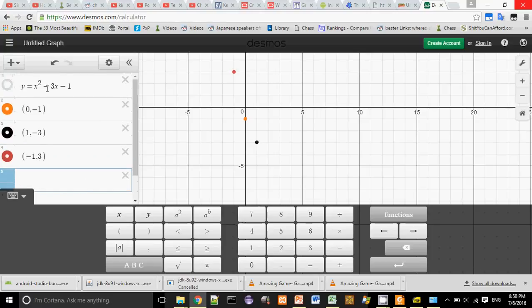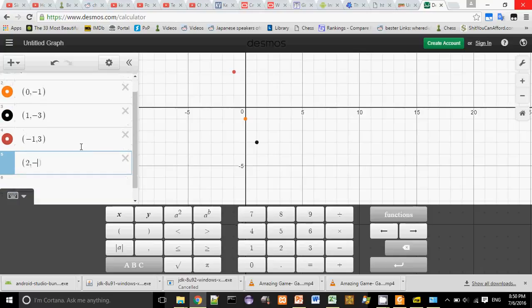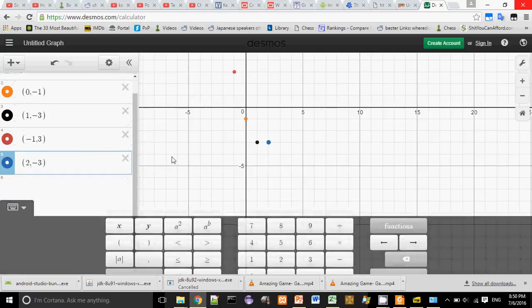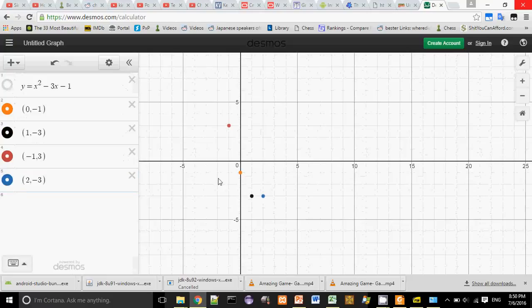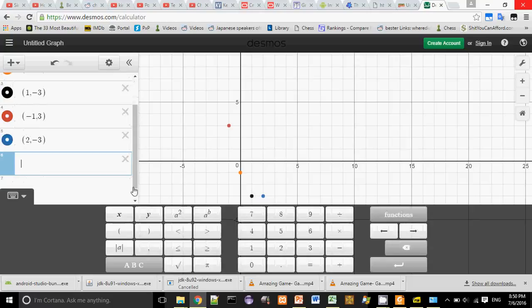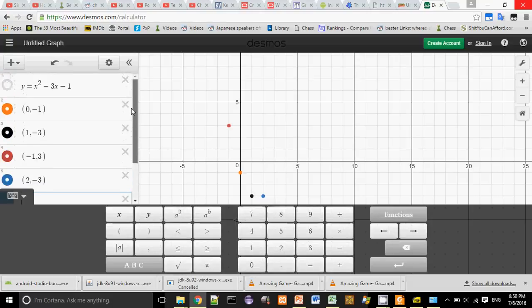Let's try 2. 2 squared is 4. Take away 6. Minus 2 and then minus 3. So 2, minus 3. I don't know if you can tell what happens, but I reckon it's going to come down and then have a tiny little turning point here and then turn up. I don't know why I'm saying I reckon. I've got experience. I know what's going to happen.